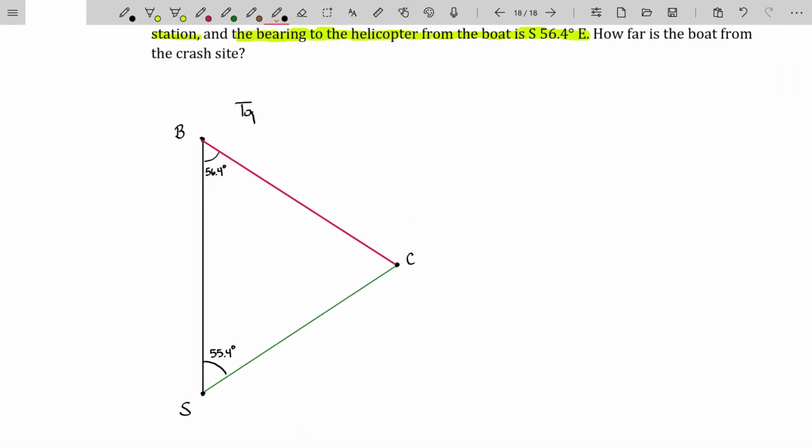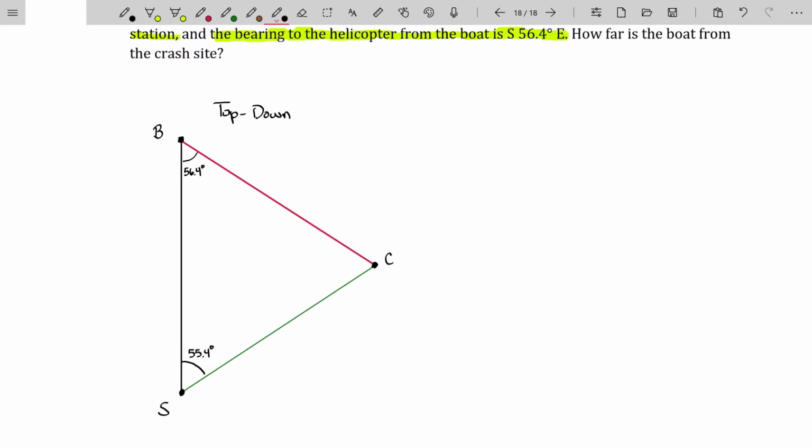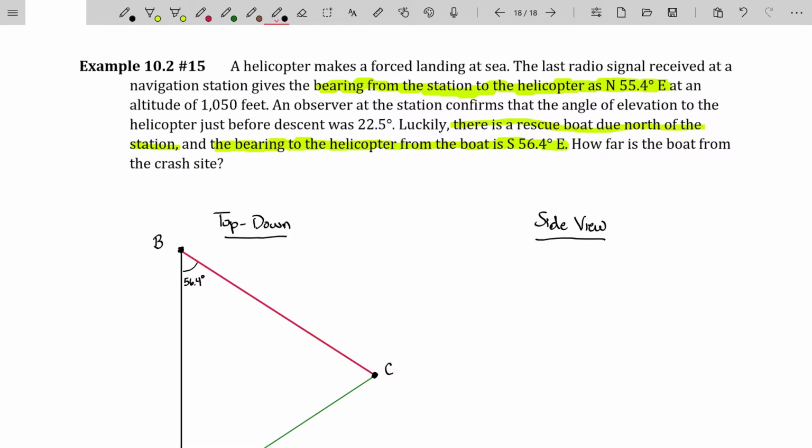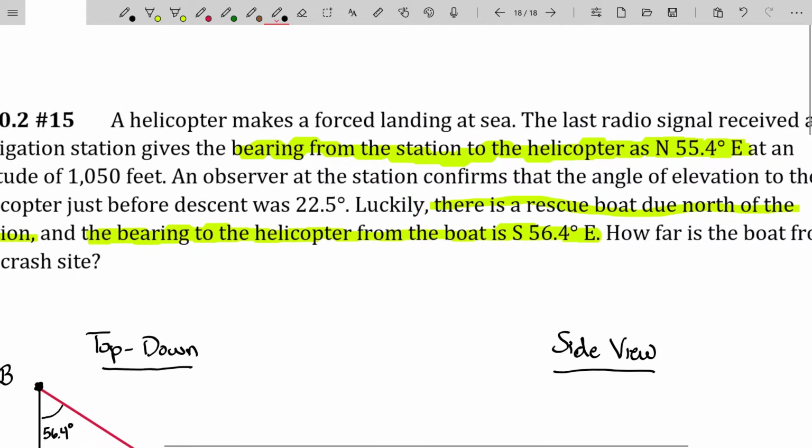This is the top-down view. This is as if you're elevated above the ocean. You can see the station here, you can see the boat there, and you can see the crash there. Now there is a different view, not a top-down view, but a side view. And this is the best way, in my opinion, to attack a three-dimensional problem: to draw two different pictures. It's just much easier. And how do I know this is a three-dimensional problem? Well, a helicopter makes a forced landing at sea. We're done with that sentence.